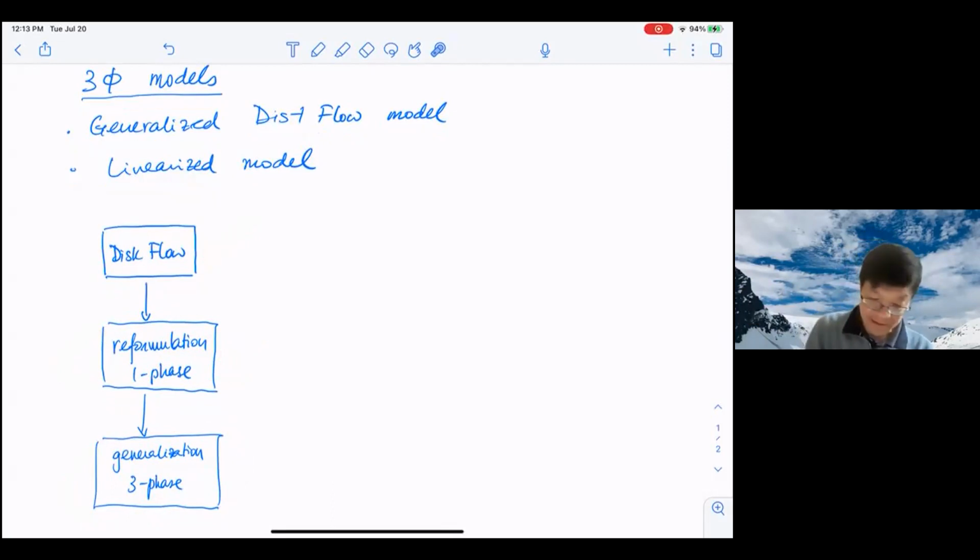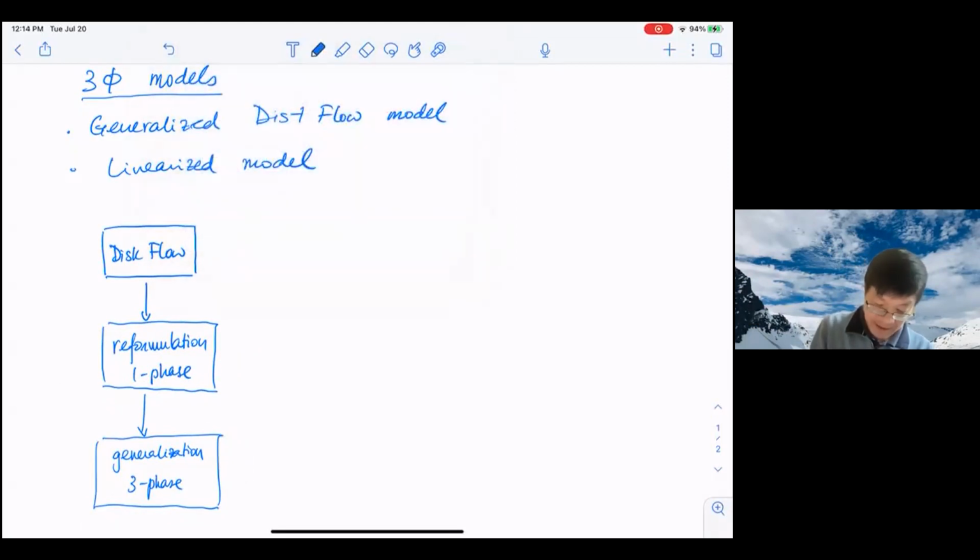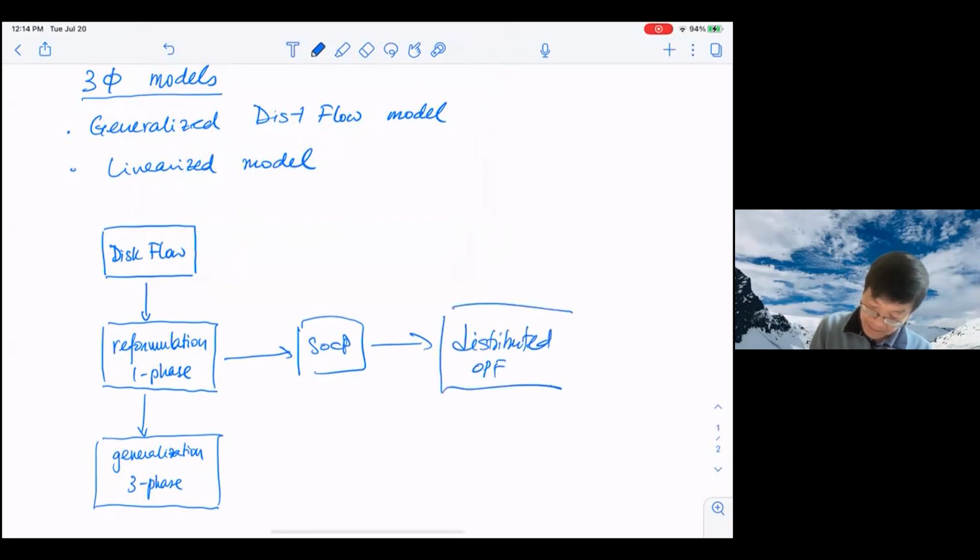So that's the process. And in fact, what we did previously, I didn't cover, is that from here you can get to an SOCP relaxation. And from the convex problem, you can develop a distributed OPF algorithm. And this is the distributed OPF that I hinted at earlier at the very beginning of today, but I didn't go into detail.